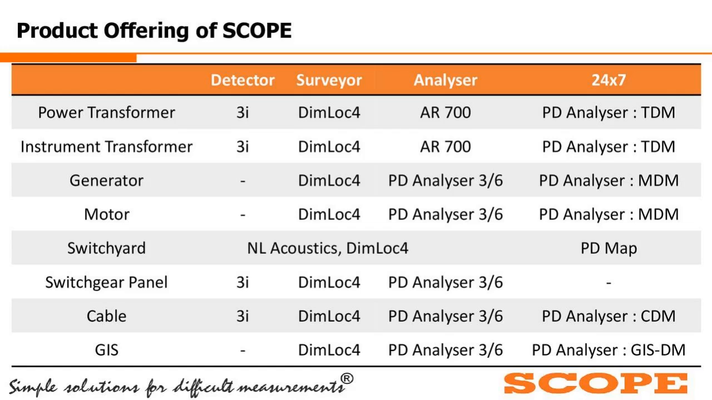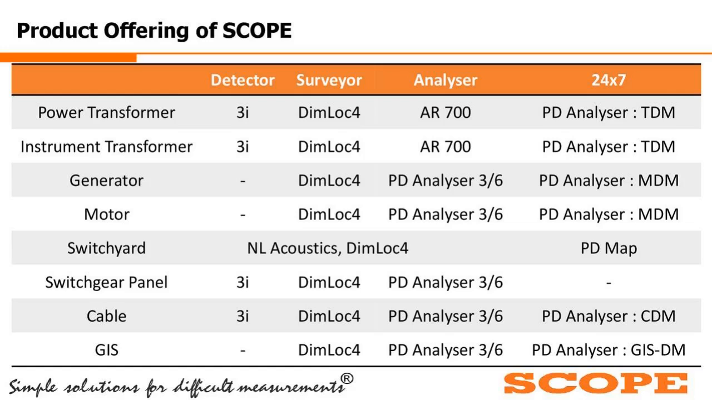All right. The pinpoint of PD inside the switchgear panel can also be done with the help of PD analyzer. Or let's say a cable that is running inside the switchgear panels, or the support insulators that you have inside the switchgear panels. So it can take care of it. Now you have got cable. So with the cable, again, we have 3i, DIM block 4 as a surveyor, PD analyzer with RFCT or HFCT, and we have got PD analyzer, CDM, cable diagnostics monitoring system. All right, for continuous monitoring of cable.